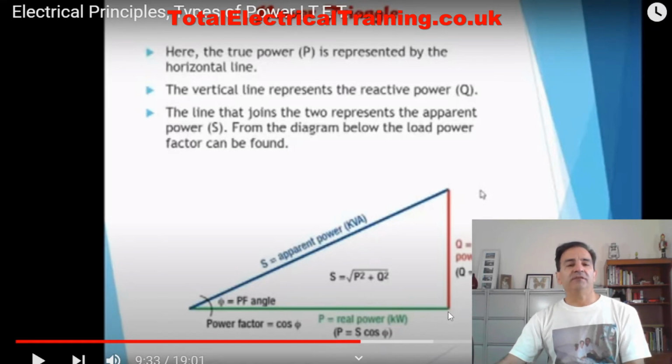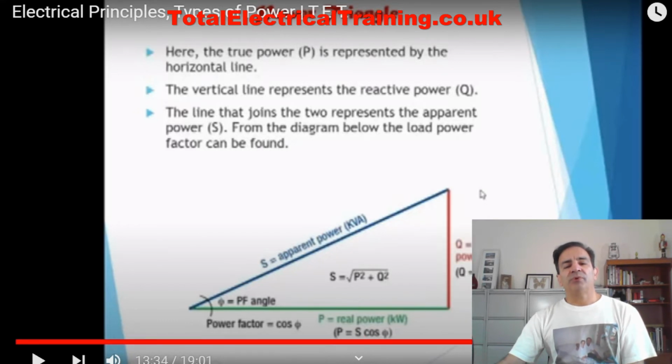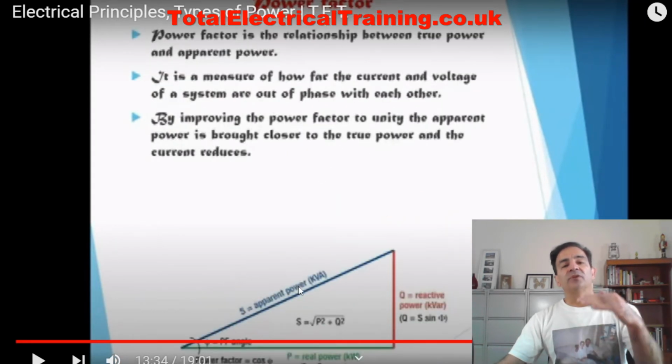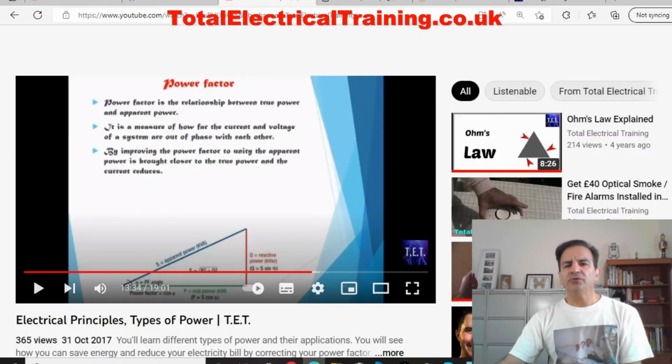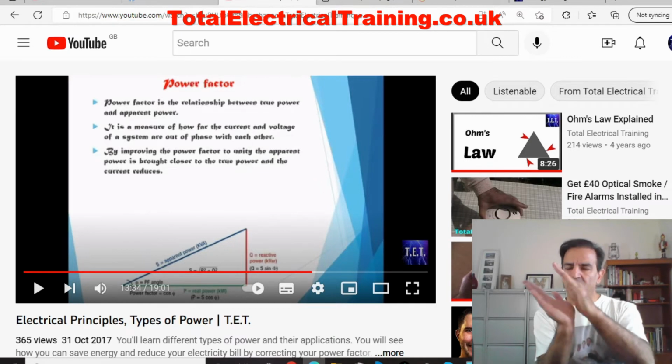To do that, if you don't understand this part at all, it doesn't matter, because what we want to do is basically bring this down to flat, or at least as close as possible to the horizontal line, so you pay for what you use. To do that, we need to correct this angle.